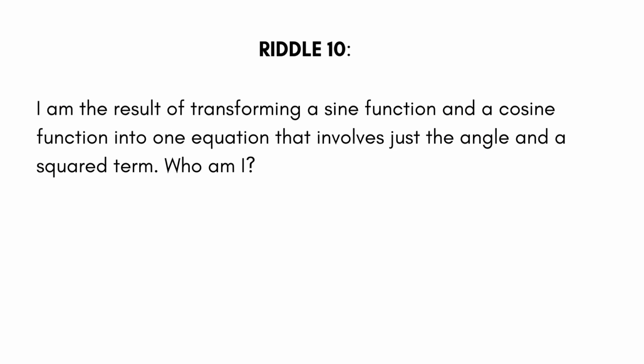Riddle 10. I am the result of transforming a sine function and a cosine function into one equation that involves just the angle and a squared term. Who am I? Answer. Sine square theta is equal to 1 minus cos square theta.